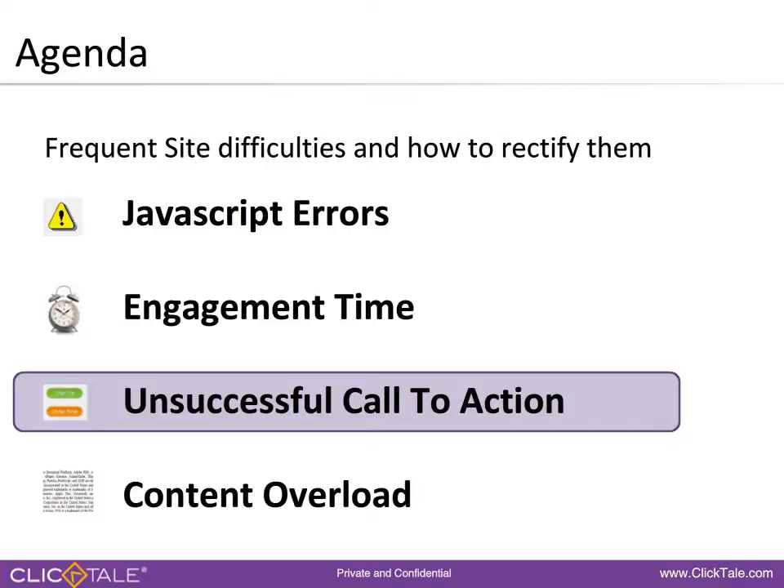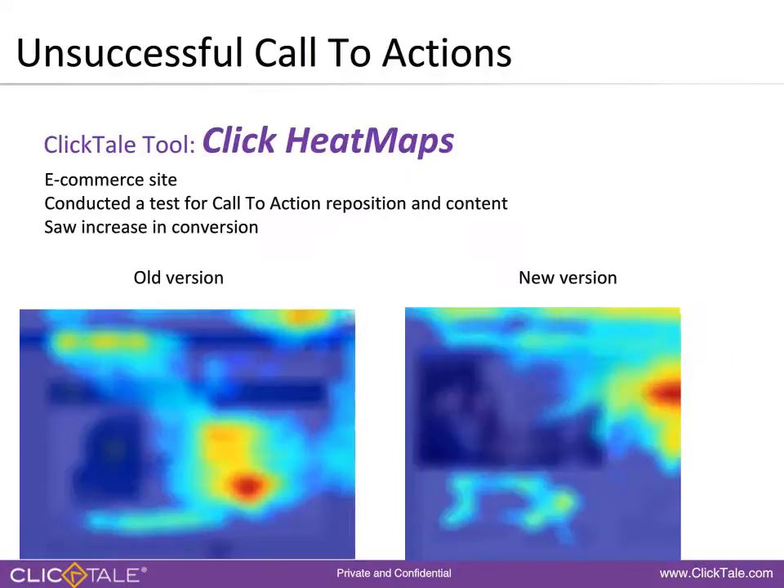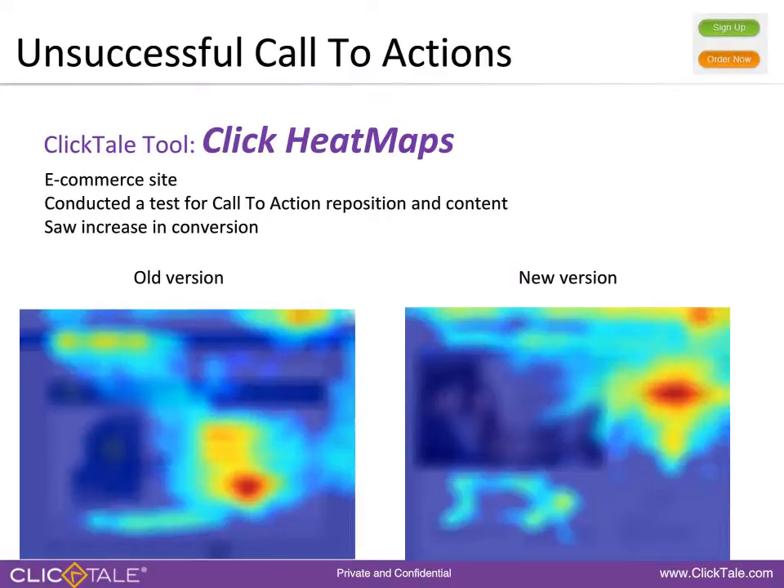The next section that I'm going to look at is unsuccessful calls to action. And this is something that's extremely common throughout the industry. It doesn't really matter what you're selling or how you're selling it, the call to action itself is extremely important. So what I use a lot for call to actions, and to monitor how they're working, is mouse move and click heat maps.